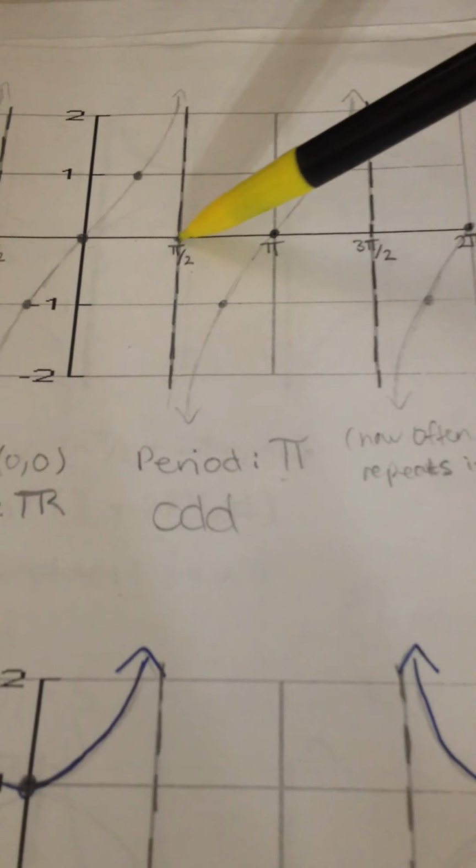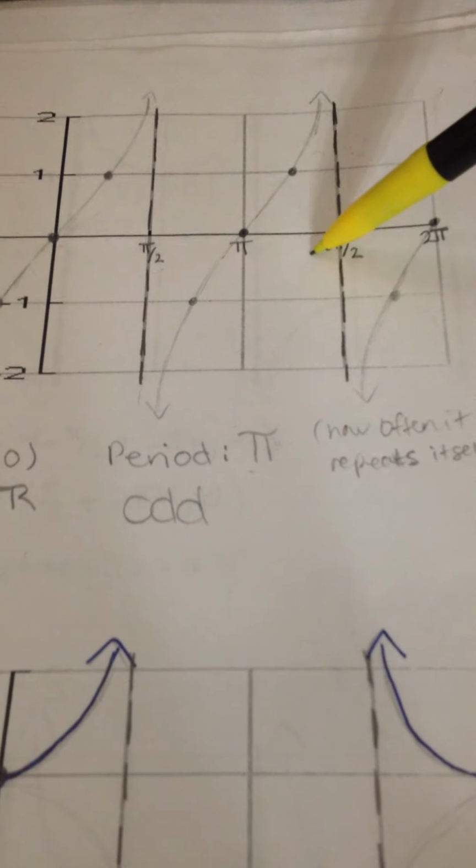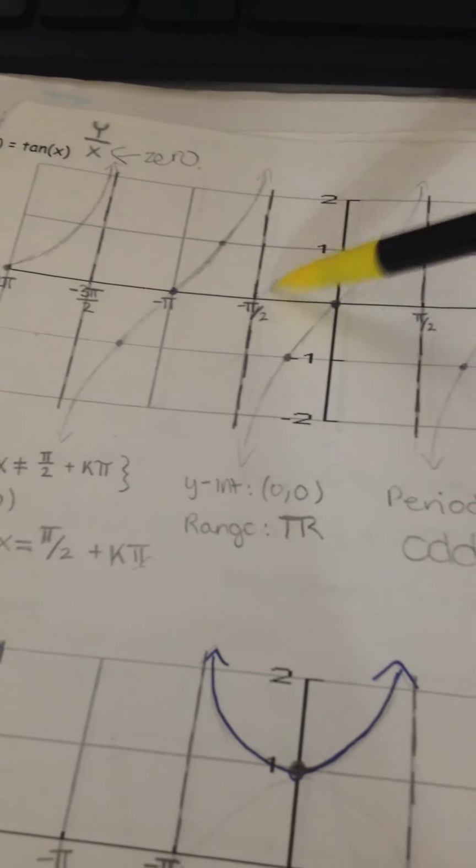Okay, so here's pi over 2. And then it happens again at 3 pi over 2. So that's plus 1 pi. Alright, so it happens every pi. Every 1 pi, and so on.